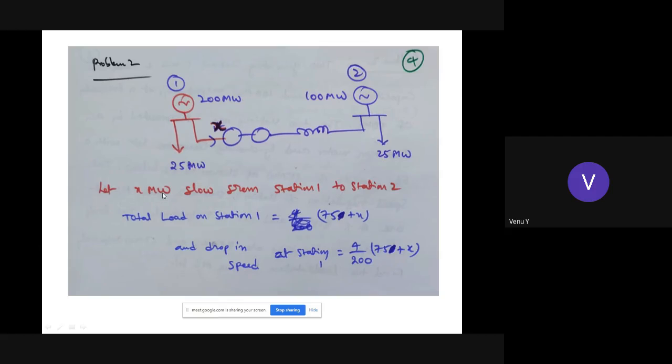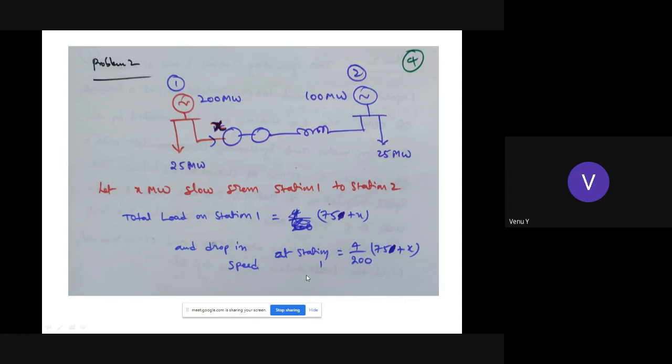Now let X megawatts be flowing from station 1 to station 2. So when this power is flowing, then what happens? The station 1 load is 75 here. Instead of 25, you write 75 here. 75 plus X is the total load on station 1.